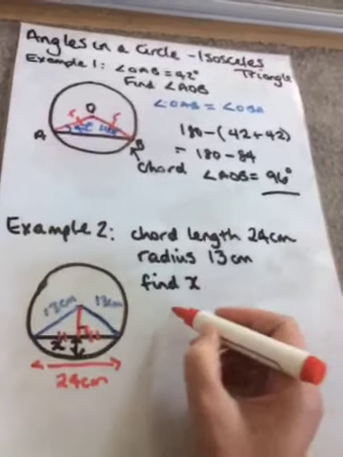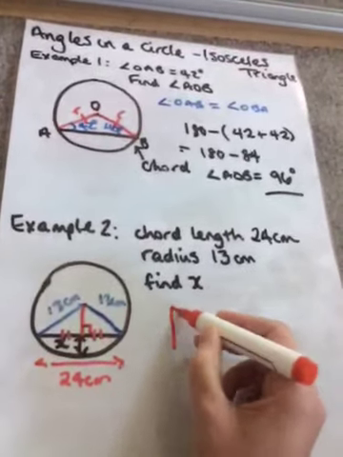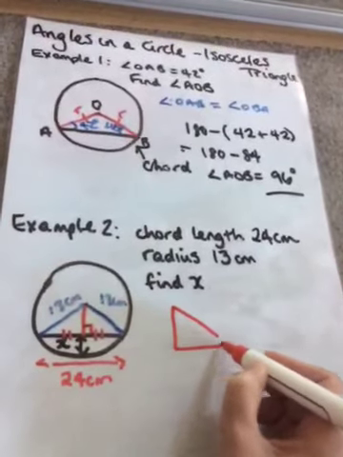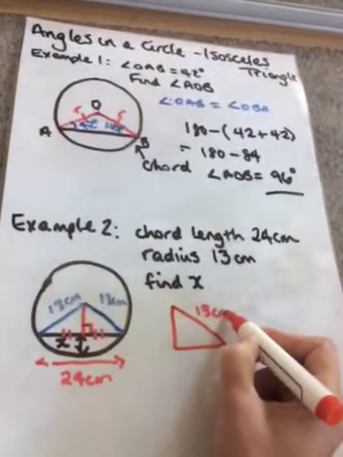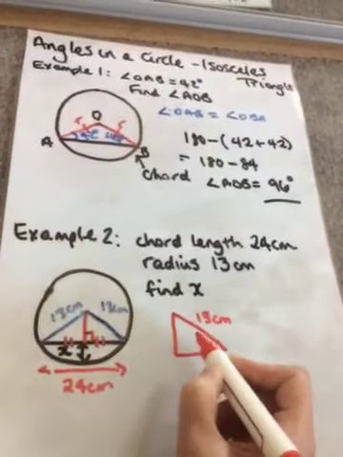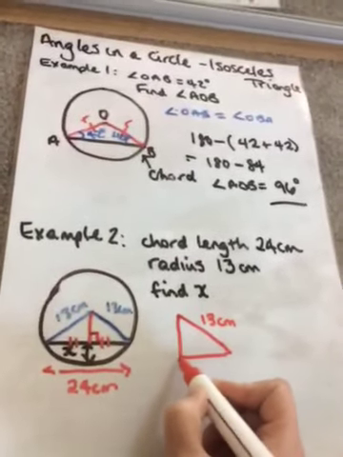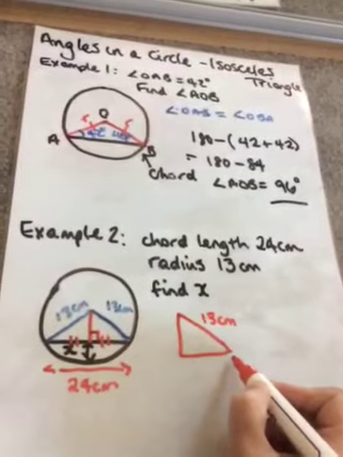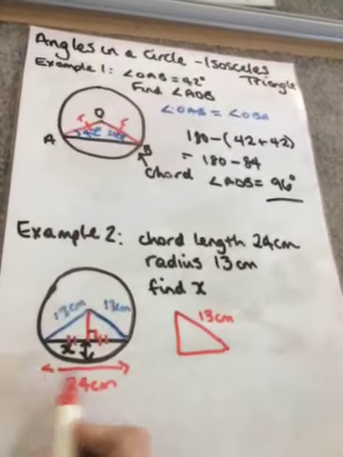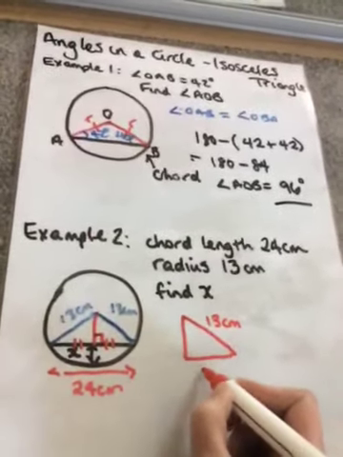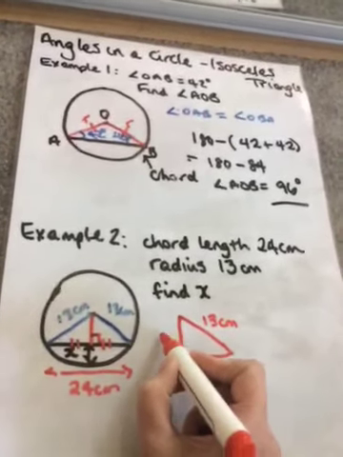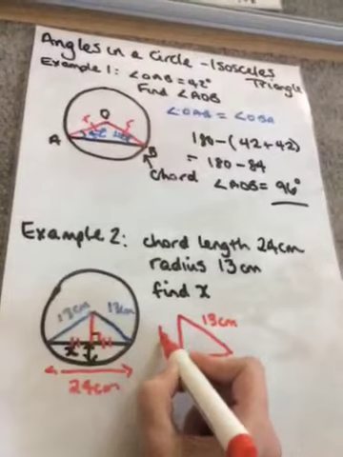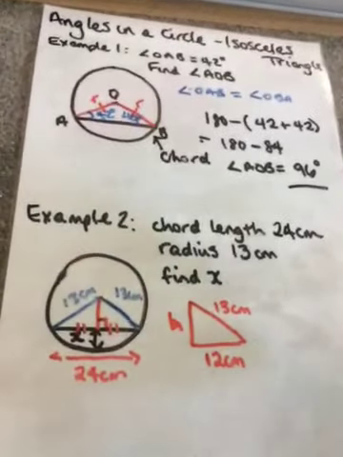So if we draw a sketch of this triangle separately, then we can see how we can go about using Pythagoras. So we know that the long side is 13 centimetres. We know that this side from the middle to this point here is going to be half of the length of 24. So this is going to be 12 centimetres. And we want to find out what we call h for the height.